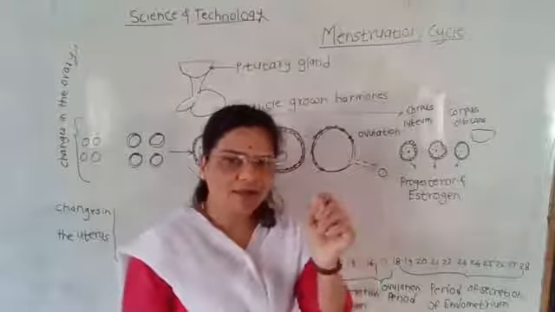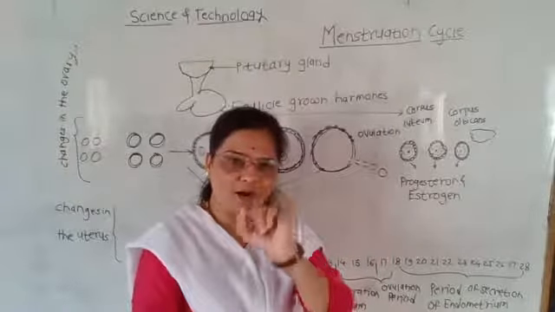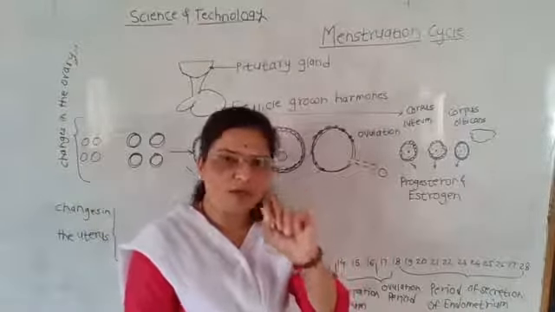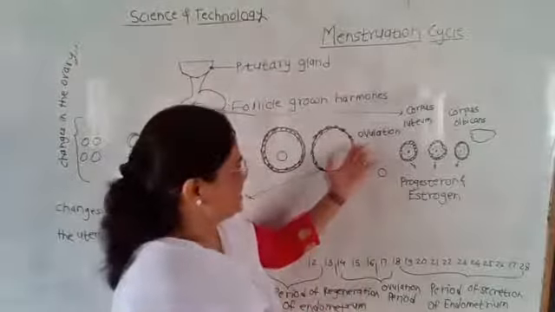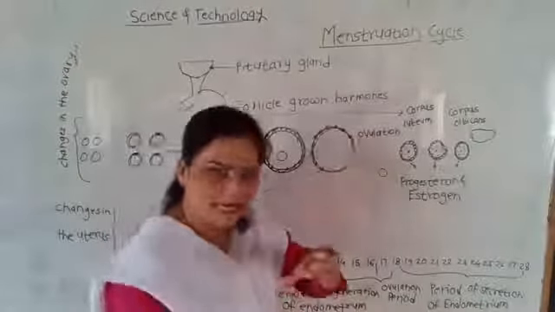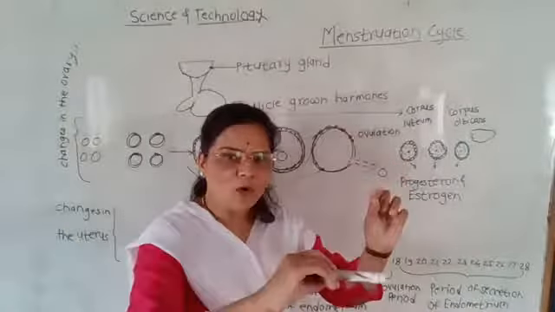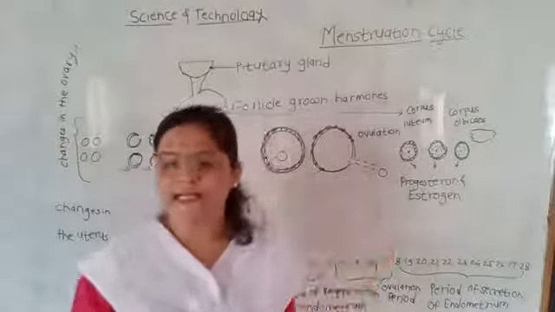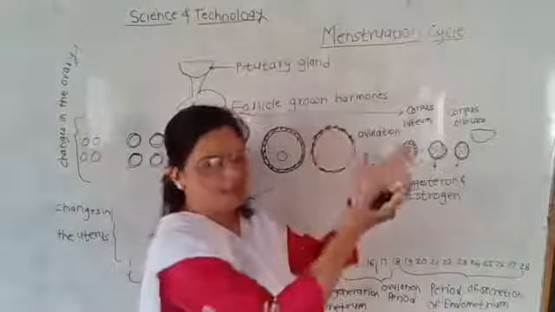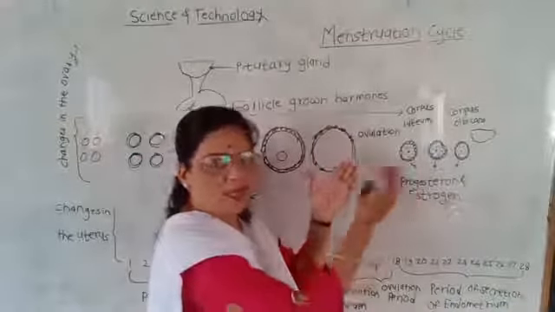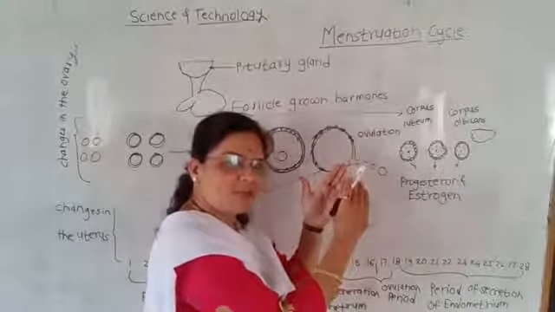Every month one ovum develops, and we call it oogenesis. The development and release of the ovum is called oogenesis. Genesis means to produce. In biology, genesis means produce.